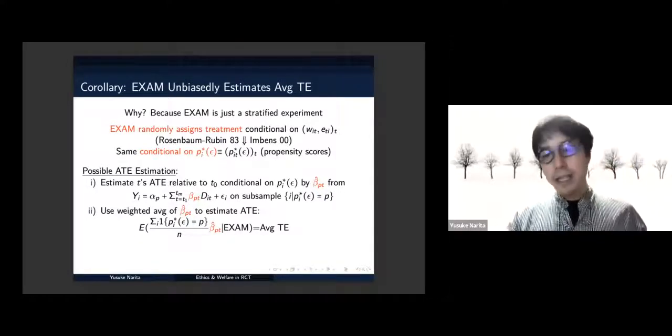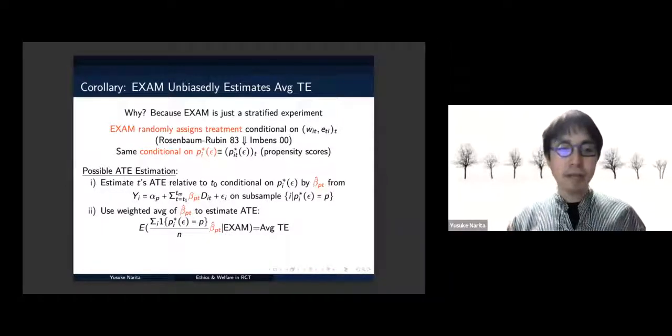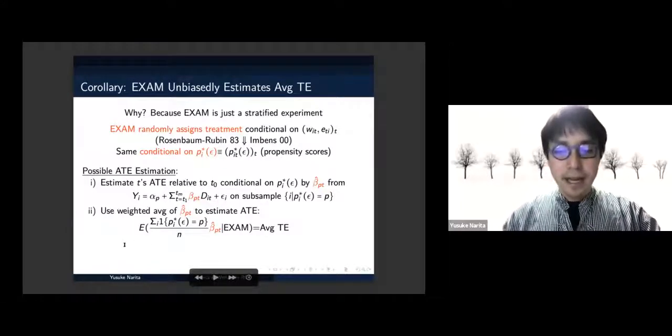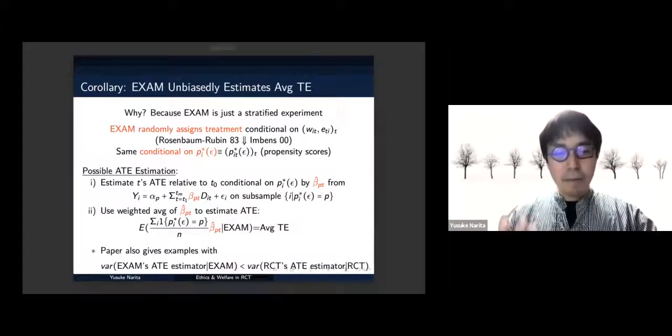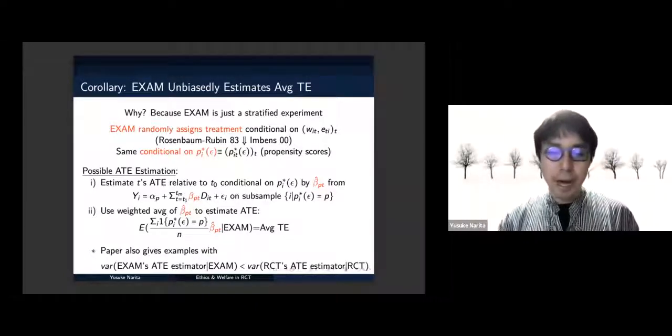So by using this estimator or other similar estimators, it's possible to estimate the average treatment effect and other key treatment effects using exam's data. Then this is a point about bias. And in the paper, I also provide some discussions about variance as well.